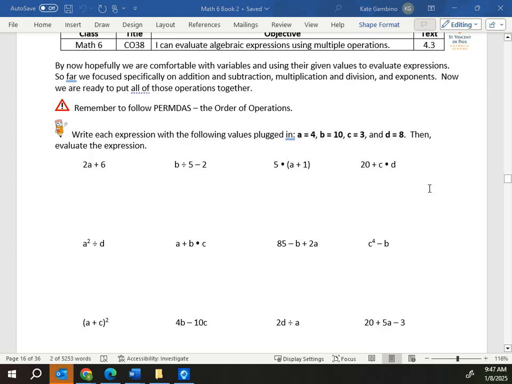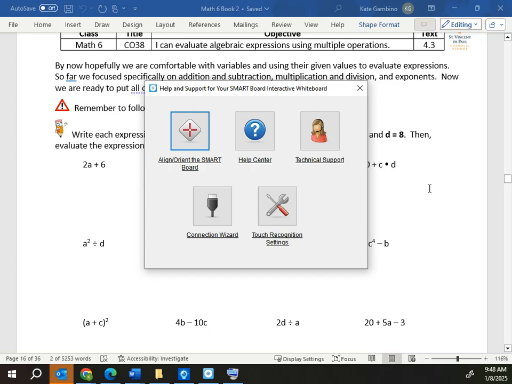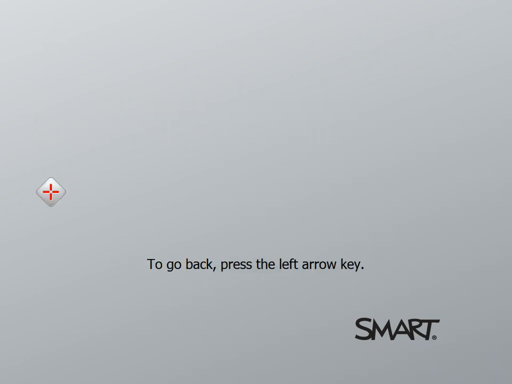is that PERMDAS. Oh, let's see, is my pen not going to work for me today? Let's see, it's on the wrong screen. So I need to recalibrate so I get my pen back on the correct screen. Let me do the game real quick.